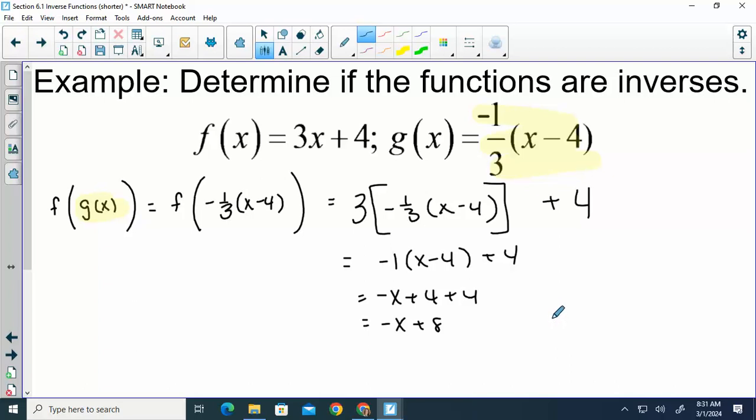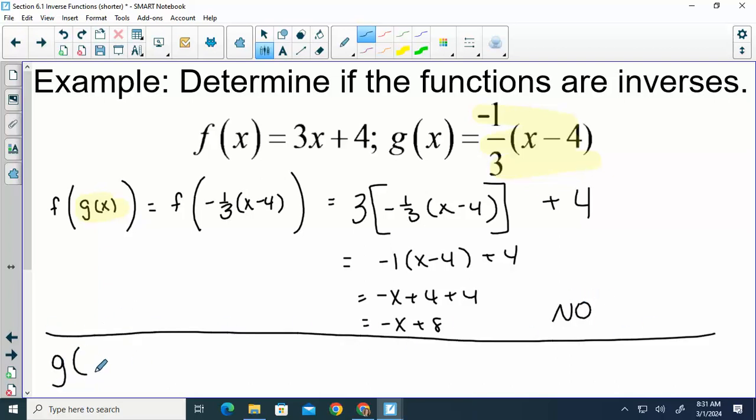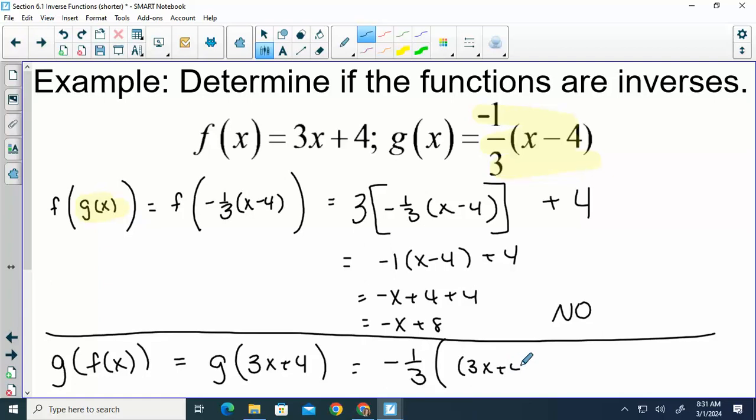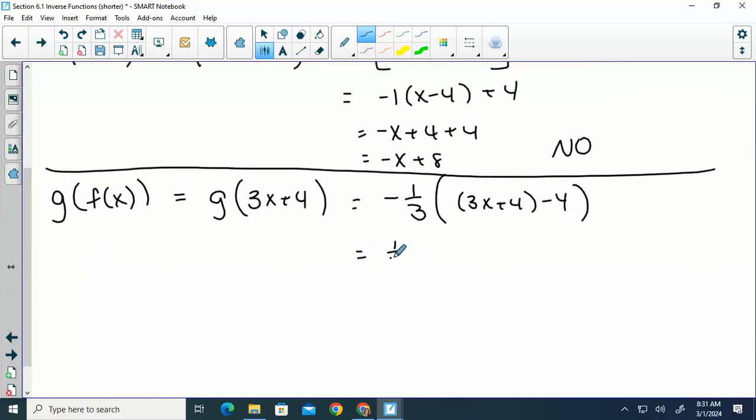So are they inverses? No. You wouldn't have to check the other way, but even if you did, you should also get that they're not inverses. So if, for instance, you had worked this one first, f was 3x plus 4, you're putting that into g. So we have negative 1/3 times 3x plus 4 minus 4. Okay? Plus 4 and minus 4 cancel, so we get a 3x. Negative 1/3 times 3x is negative x. So again, it's not x, so we would have also seen that way, that they are not inverses.